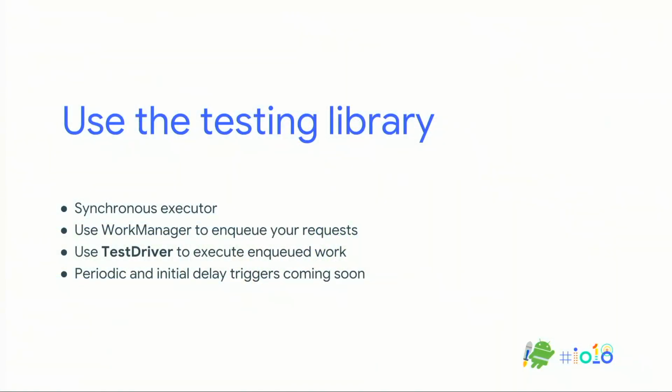Finally, let's talk a little bit about testing. You want to test this app. We provide a testing library. It has a synchronous executor. Use WorkManager as normal to enqueue your requests. And we provide a class called test driver, which executes enqueued work that has constraints. So we can just pretend that the constraint's been met. Periodic and initial delay triggers are coming soon. We don't have them yet.